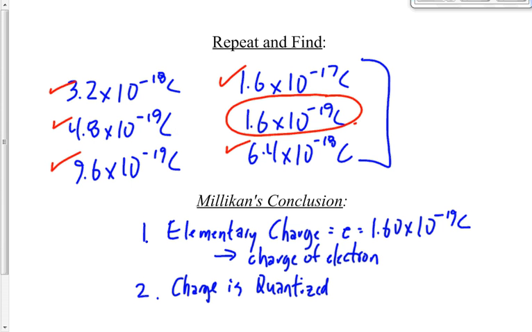Charge is quantized. You can only have 1.6 times 10 to the minus 19 or a whole number multiple of 1.6 times 10 to the minus 19. Does that make sense?